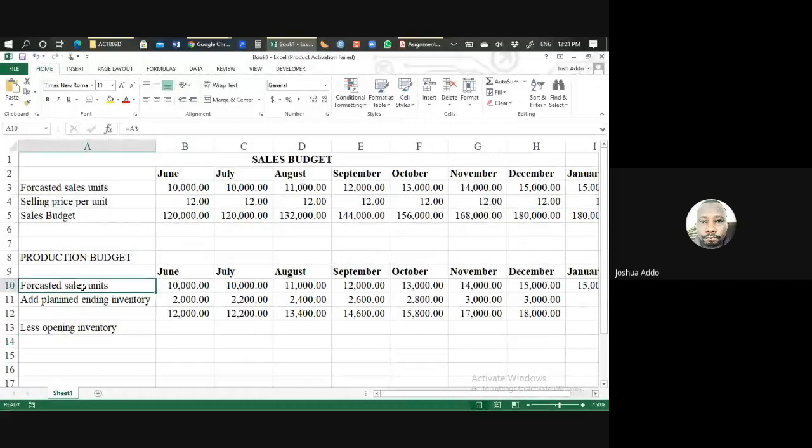This is how much we expect people to buy from our sales budget. We are adding this because there can be an unexpected upsurge in demand. So planned ending inventory, and it becomes the total that we have to produce. Total that we should make available. Total goods, total units to make available, available to meet both expected demand and unplanned, unexpected upsurge in demand. Then if you already have some of the product there, then how much we should produce should be what we should make available less what is already there. So less opening inventory. Opening inventory was said, let's go back to the question.